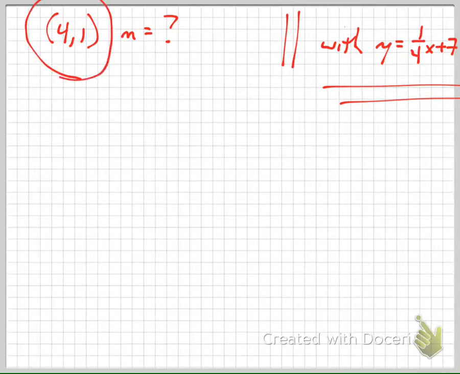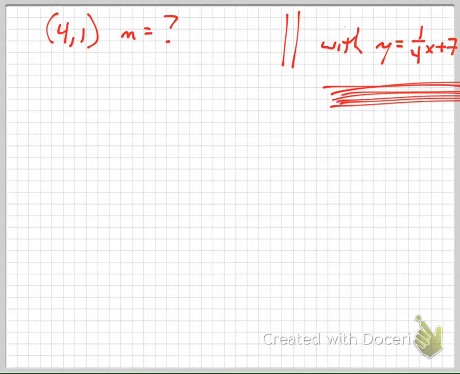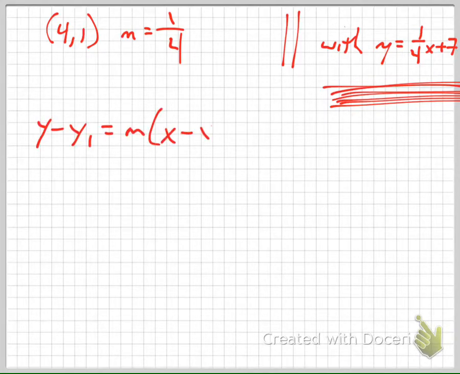Part of our line goes through here, and we also know that it's parallel to this. As long as you understand what parallel is, then what is our slope? Our slope is 1/4. This is no different than the homework we did 2 days ago. Agreed? Okay. y minus y1 equals m times x minus x1. y minus 1 equals 1/4 times x minus 4.